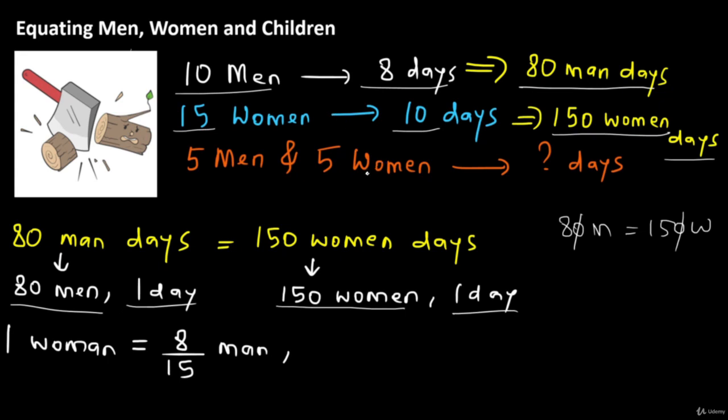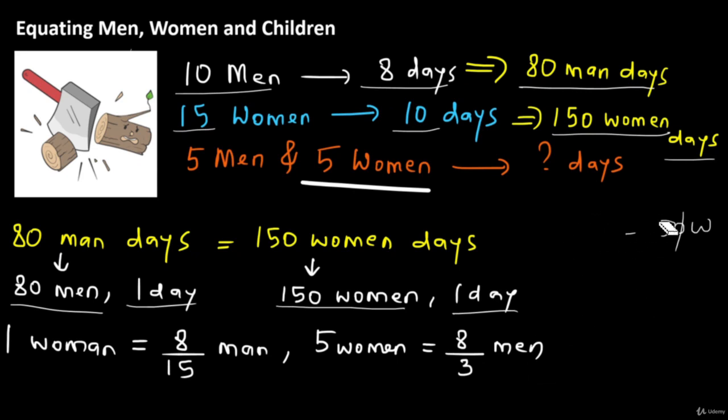Now over here I have 5 women and 5 men. I can either eliminate women or men. Any one has to be converted to the other. So let's go ahead over here. I have 5 women. So 5 women is equal to 8 by 15 into 5. That is equal to 8 by 3 men.